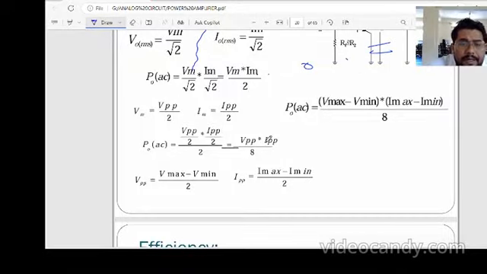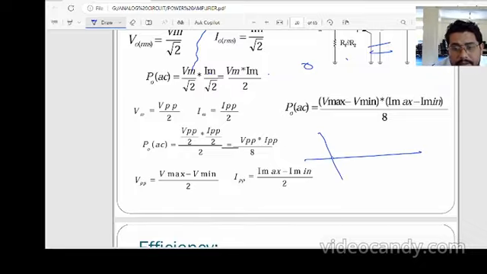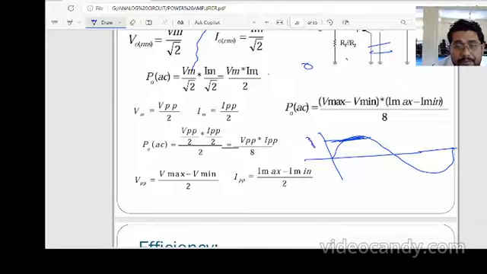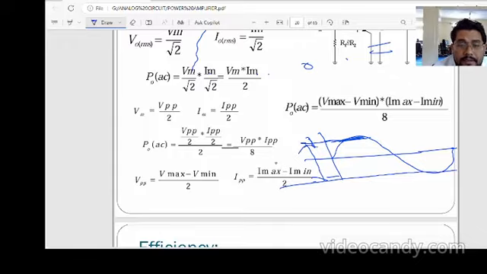So what is the VM? The PP means peak to peak voltage. Suppose that this is any voltage signal. Here to here is called the peak to peak signal, and this is called VM.